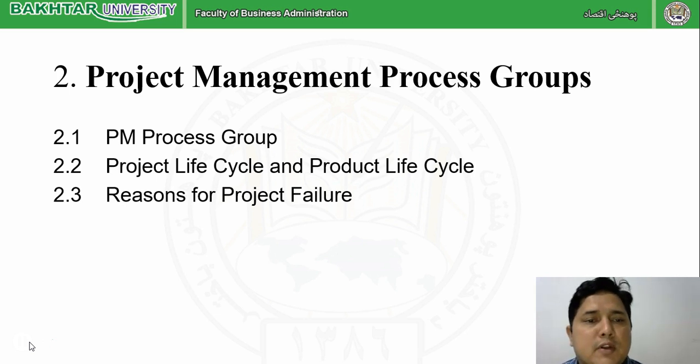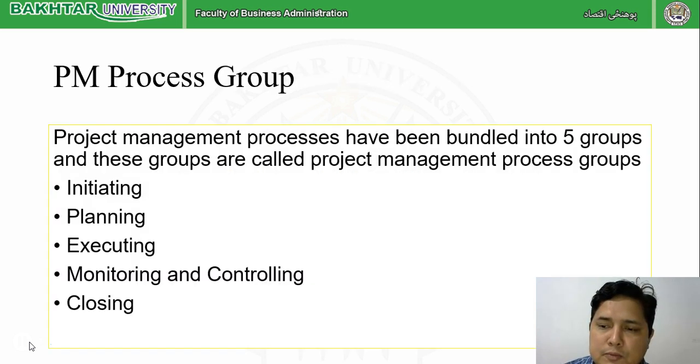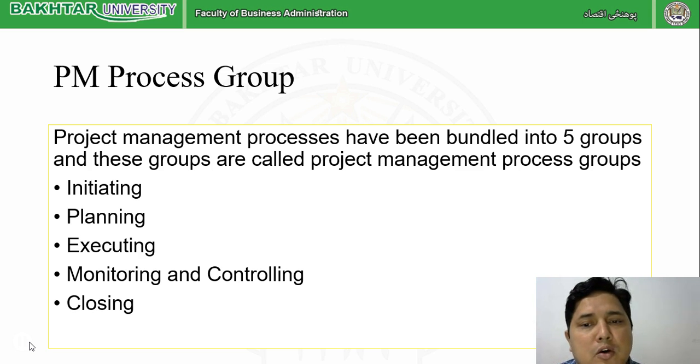So let us go further and see one by one, starting from the project management process group. As we have seen in our last session, project management processes have been bundled into 5 groups, and these are called project management process groups. As per the PMBOK, the Project Management Body of Knowledge, it has been divided into 5 different groups. The first is initiating, the second is planning, the third is executing, the fourth is monitoring and controlling, and the fifth is closing.